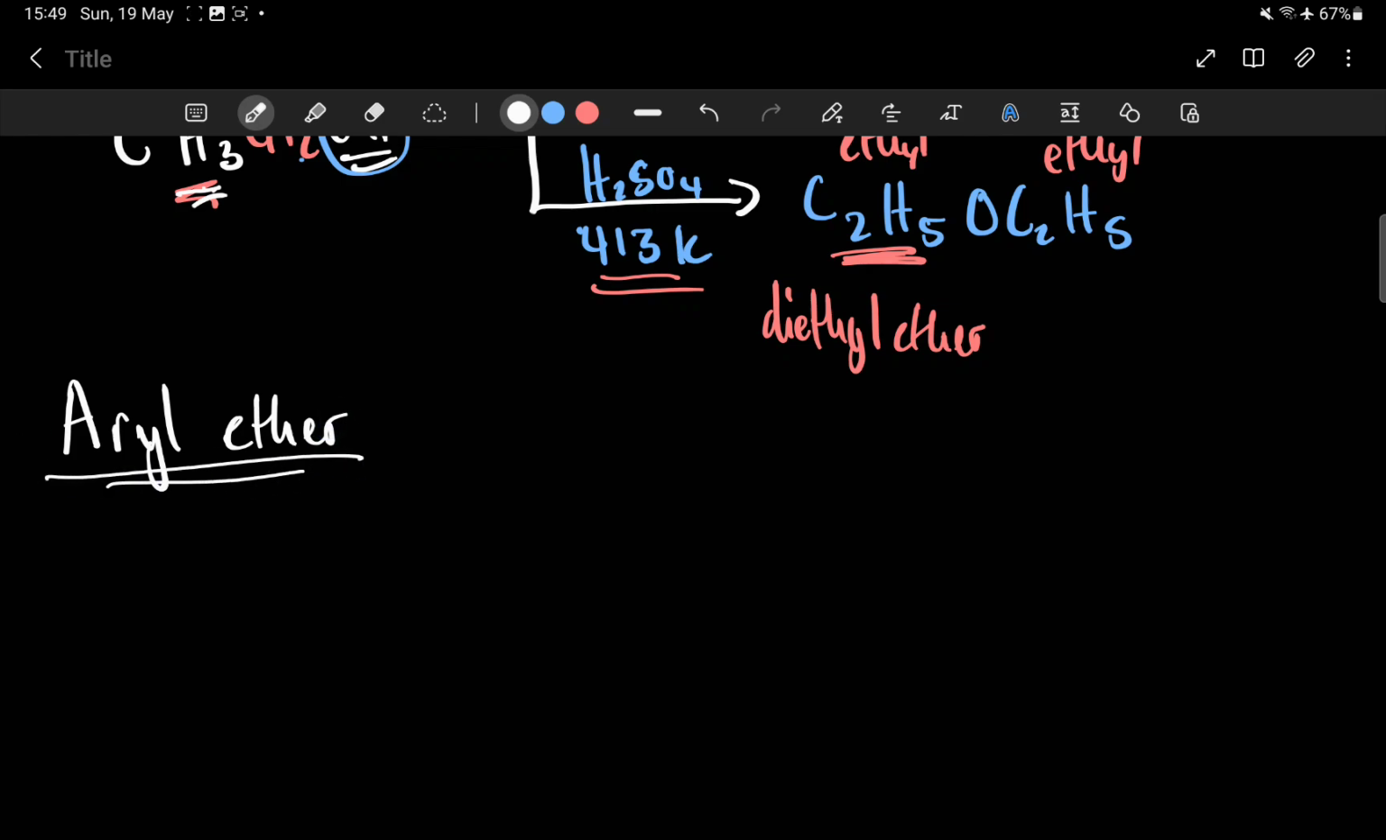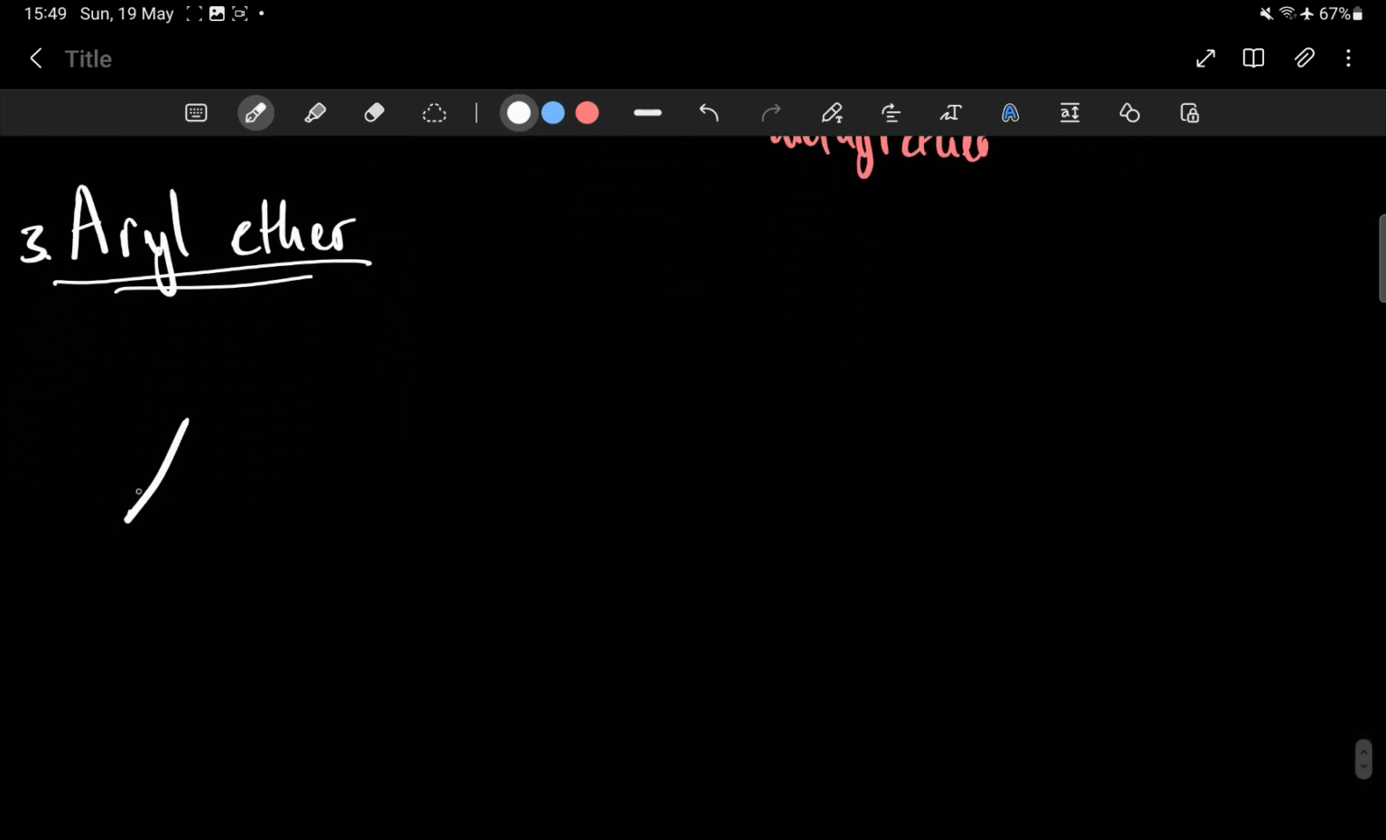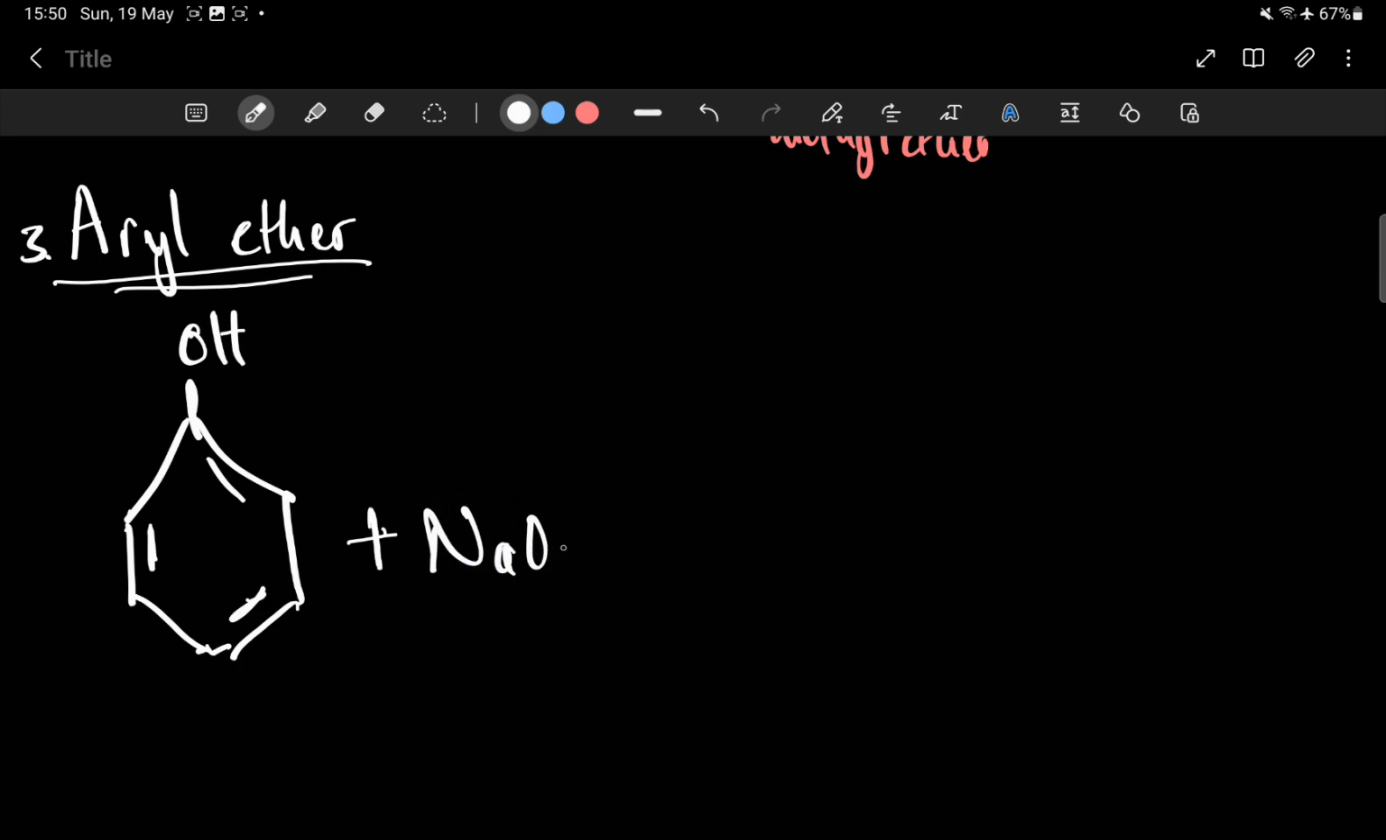For an aryl ether, we just take a benzene ring like this. Here is our benzene ring, okay? And this will have an alcohol, so it will be a phenol, because we always start with an alcohol when we're making this. Then we are going to add NaOH. And what it's going to do is it's going to lead us to something very nice.